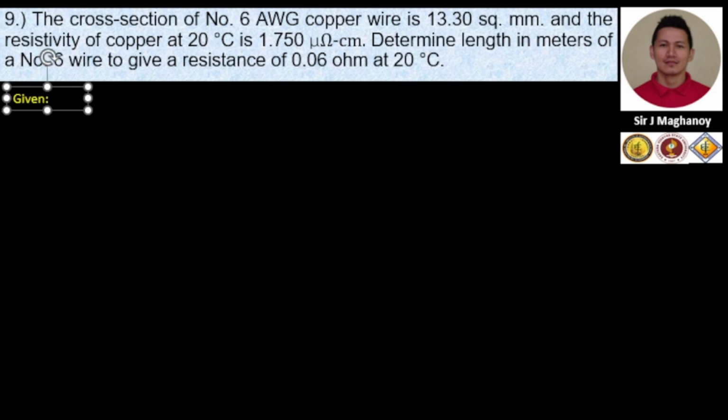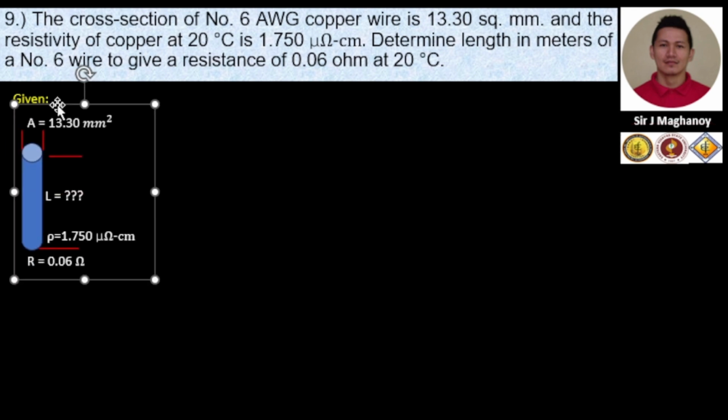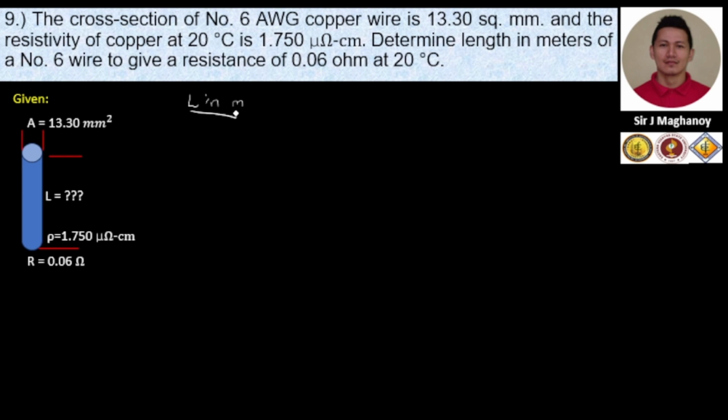Based on the given parameters of the statement of the problem, we have a cross-sectional area of 13.30 square millimeter, a resistivity of 1.750 microohm centimeter, and a resistance R of 0.06 ohms. We are tasked to determine the length, and it's stated that the length should be in meters.